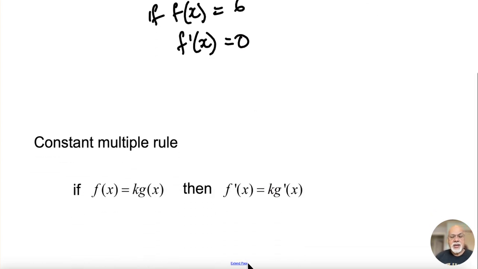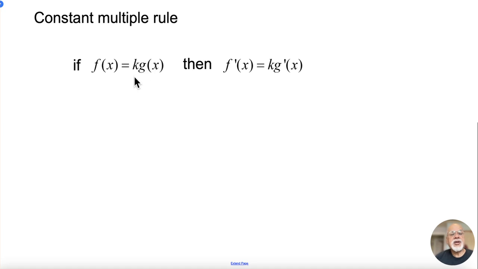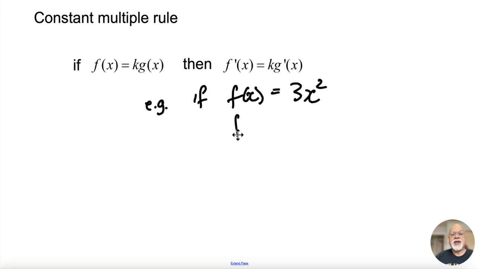Next one. If a function is a constant times some other function, then the derivative is just the constant times the derivative of that function. So for example, if f of x is equal to 3x squared, well, then f prime would be 3 times the derivative of x squared. And we saw the derivative of x squared is just 2x. And so we end up getting 6x in this example.